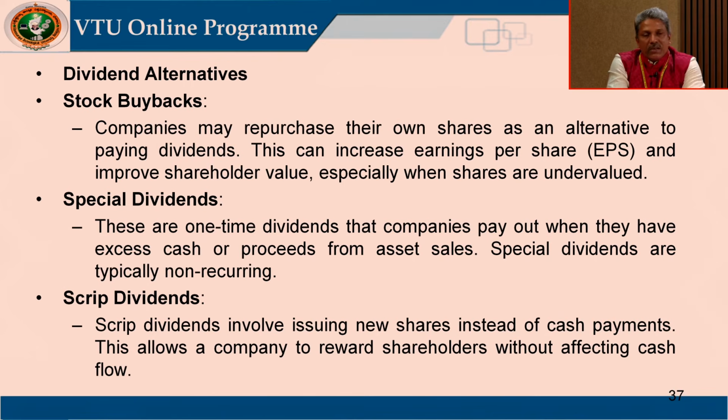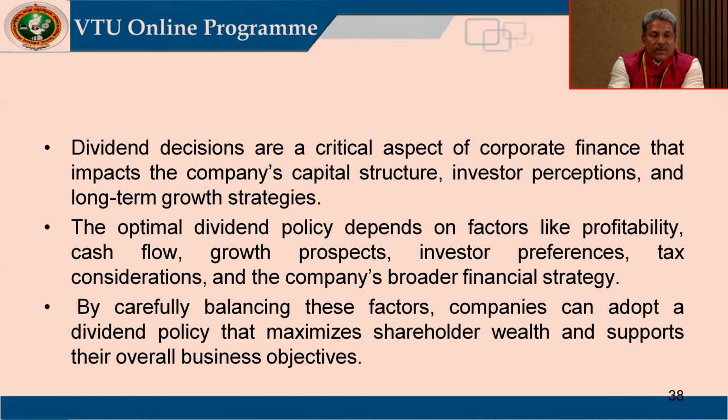Then scrip dividends. Scrip dividends involve issuing new shares instead of cash payments. So instead of paying dividend in the form of cash, a fresh issue of new shares will be made instead of dividend. This allows a company to reward shareholders without affecting cash flow, because there is no payment of cash in the form of dividend. Instead of paying cash, new shares will be issued. That is what is called scrip dividends.